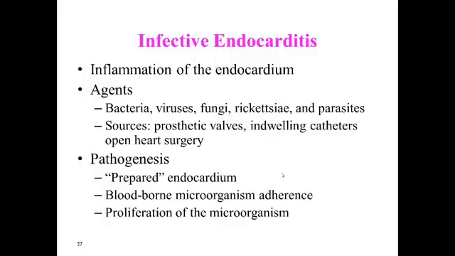It's a complex process that requires three critical elements. First is the endocardium must be prepared, usually by endothelial damage from microorganism colonization. Second, you've got to have a blood-borne microorganism adhere to the damaged endocardial surface. And third, the adherent microorganism must proliferate and promote the propagation of infective endocardial vegetation. We'll let you read more about infective endocarditis.